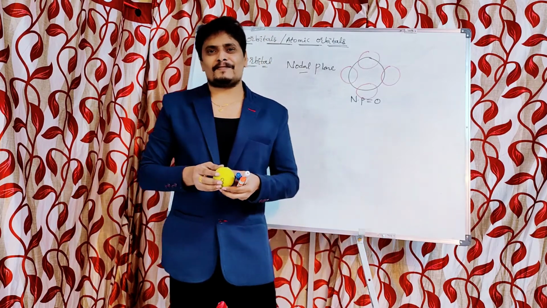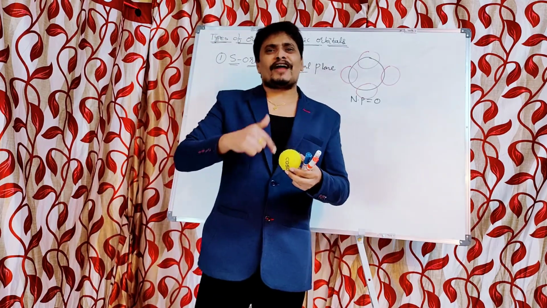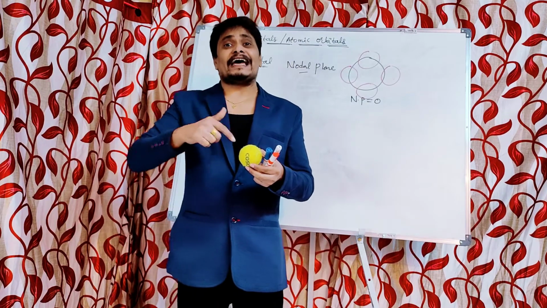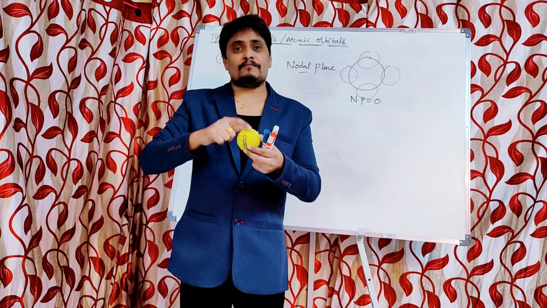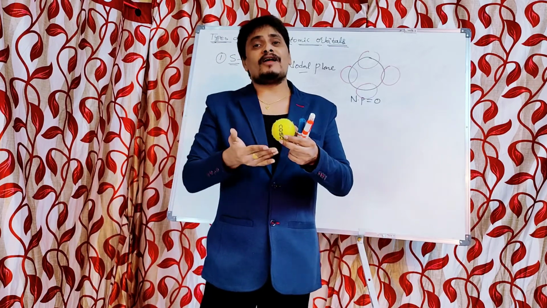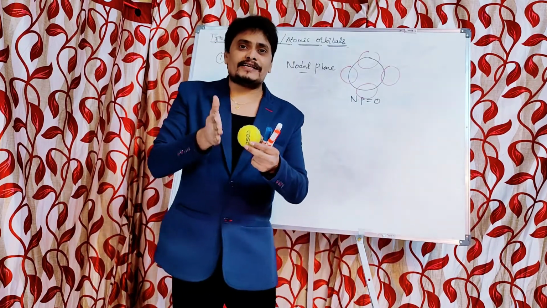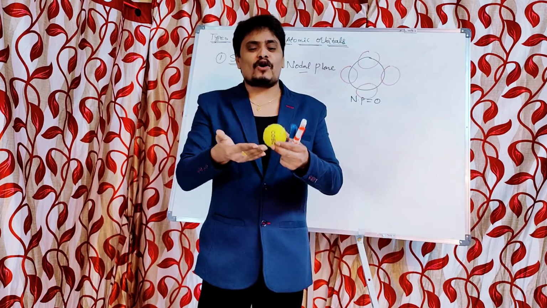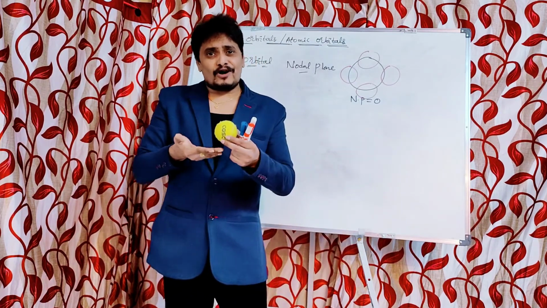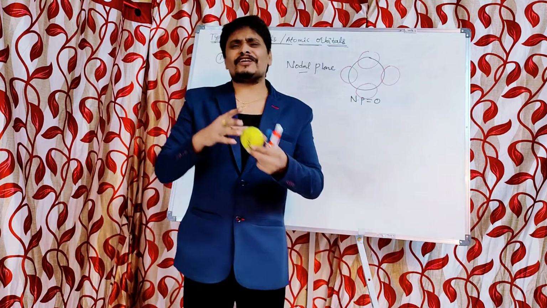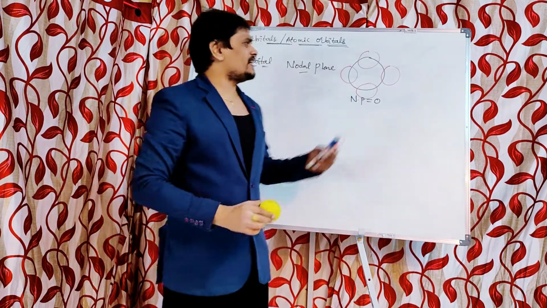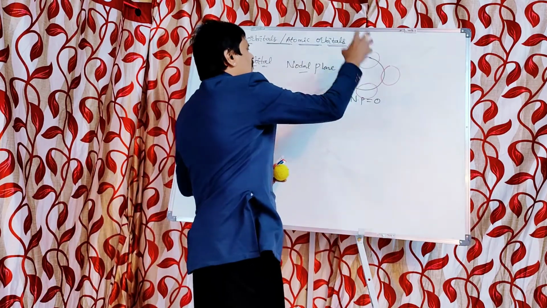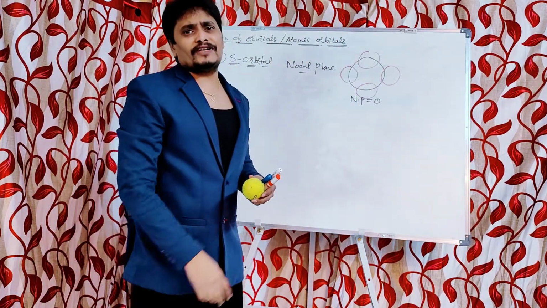We cannot say that. We cannot say that the probability of finding the air in this particular ball is maximum at the top, maximum at the bottom, or on the right or left side, or minimum at the top, bottom, right or left side. We cannot say that, right? In a similar fashion, we cannot say that the electrons are more or less on the top of the S orbital.